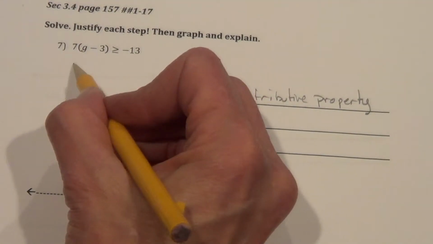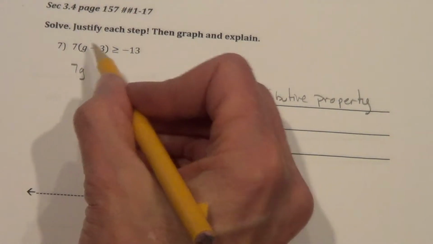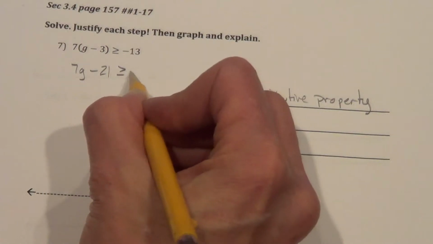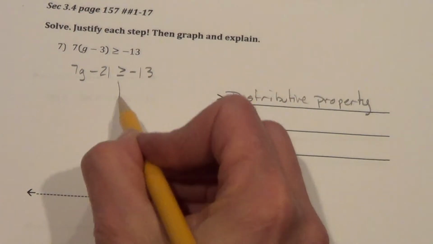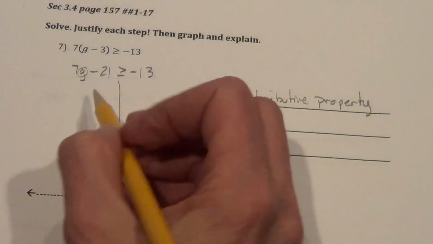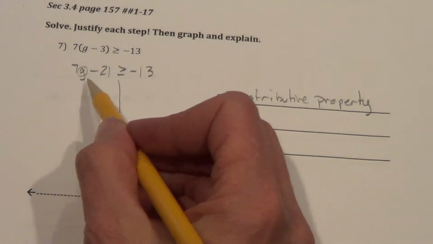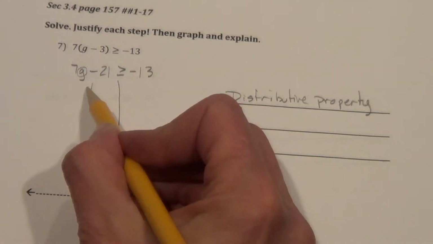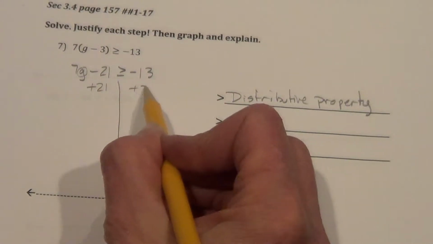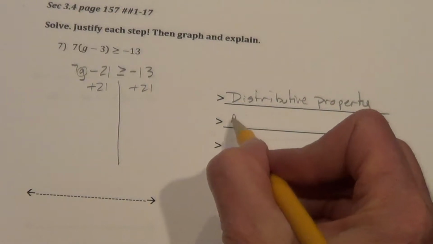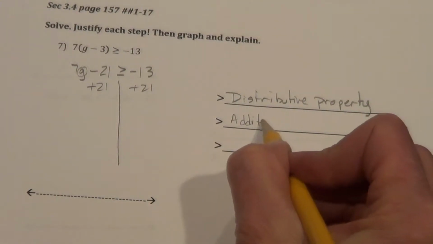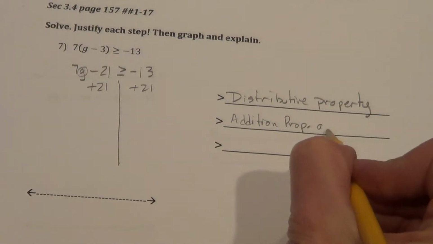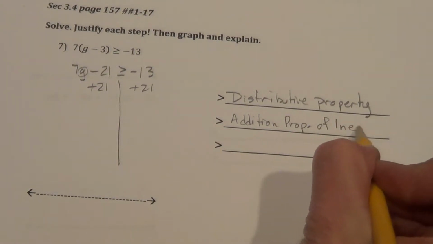We take 7 times g as 7g. 7 times negative 3 is a negative 21, is greater than or equal to negative 13. Now we draw our line, circle our creepy dude, and we say we want to add or subtract first to get him by himself. So we see there's a minus 21. To get rid of that, it would be a plus 21. So it's addition property of, this time, inequality.